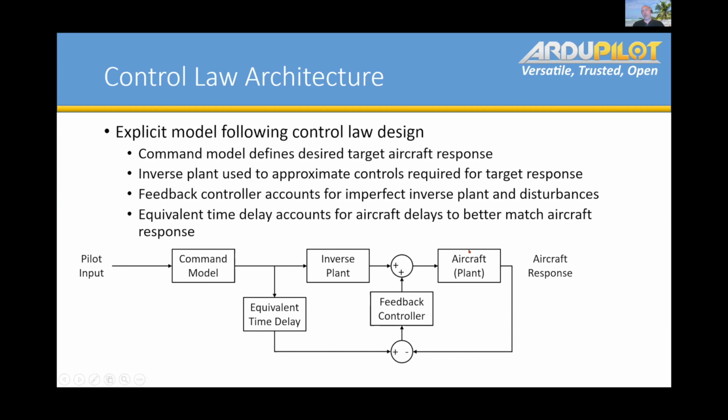No models are perfect. They're useful, but they're not perfect, as we like to say. There are nonlinearities and things that can happen, disturbances as well. So that's compared with the requested response, and then it's fed back in to help the aircraft achieve the desired response. And they add this equivalent time delay here in order to better match the aircraft response. Because there are lots of delays in this aircraft response, if you don't have this time delay, you're going to be mismatching the requested response with the actual response of the aircraft.